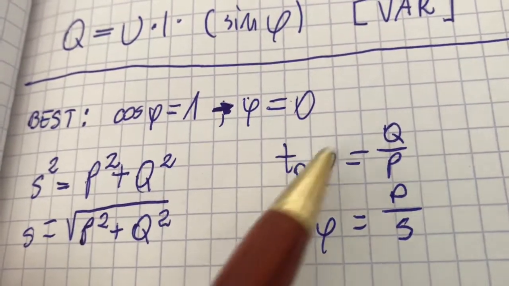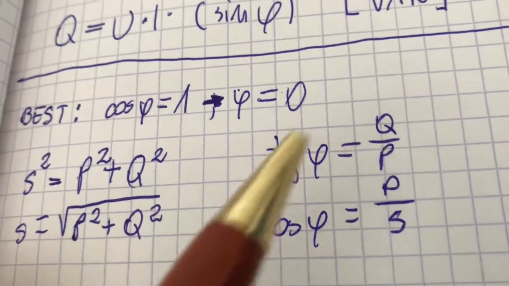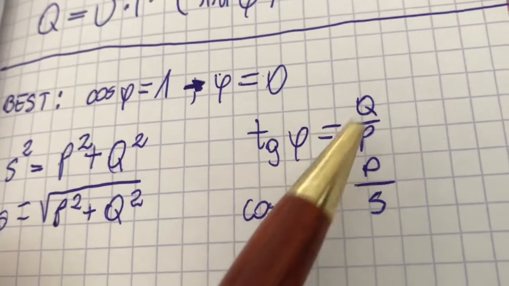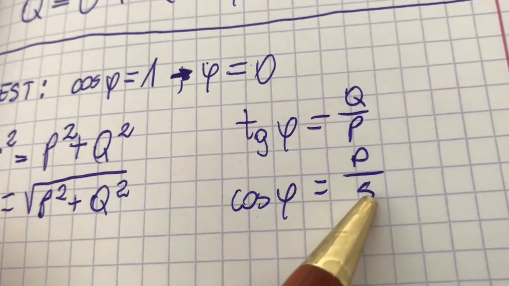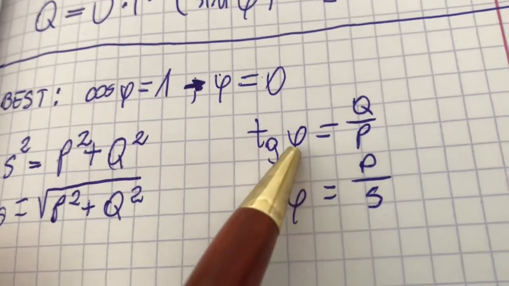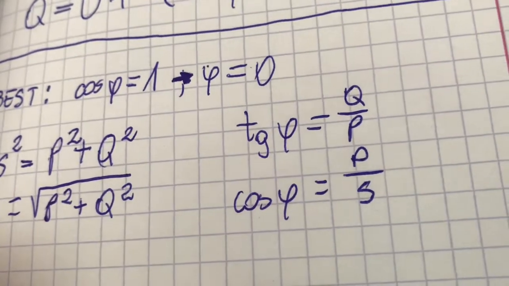And here we have some relationships between reactive power and active power, and apparent power and active power. And here we have the tangent of the phase shift and the cosine of the phase shift.